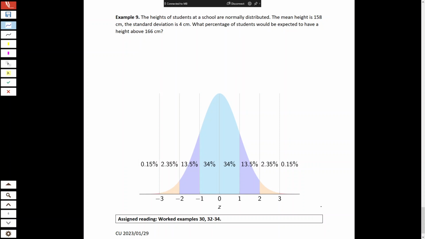So let's start, and I want you to notice the way that I show my working out for this, because I think it'll make it easier for you as well. To do this question, I'm going to use a z value. How do I calculate the z value?